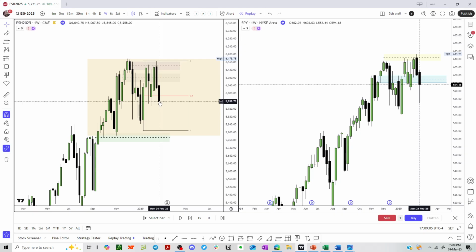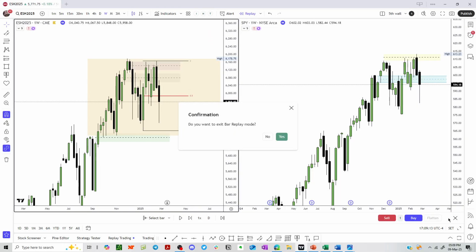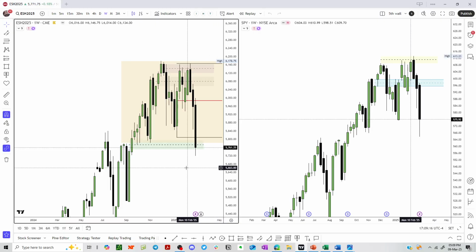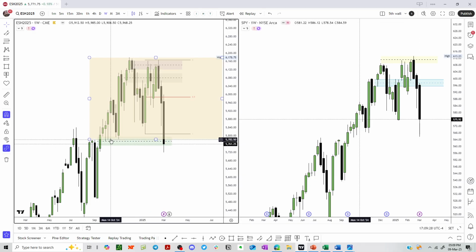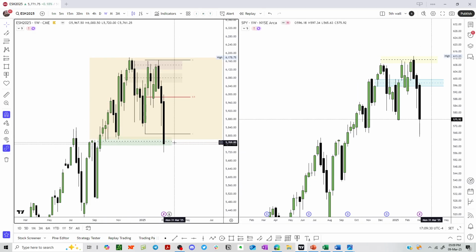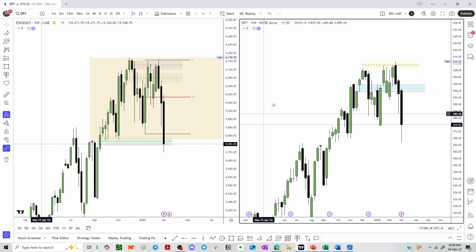So we want to take shorts when price is in a premium, above 50%. And you'll see that that's what price did. Price went back above 50%, then it dropped. Went back above 50%, then it dropped. It took out external range liquidity and traded into this fair value gap here.